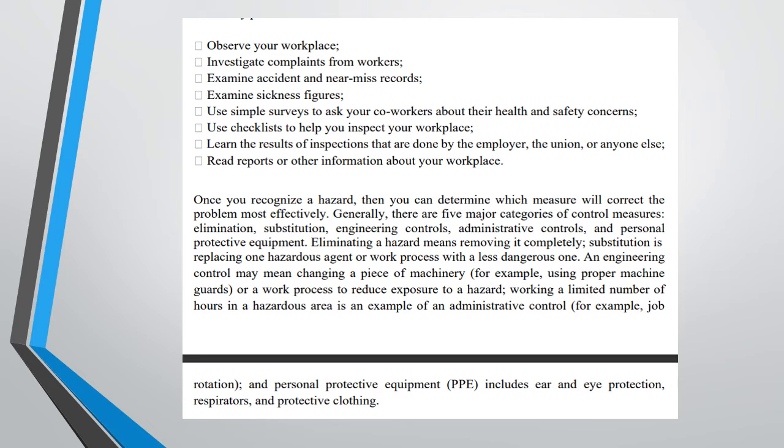Generally, there are five major categories of control measures: elimination, substitution, engineering controls, administrative controls, and personal protective equipment. Eliminating a hazard means removing it completely. An engineering control may mean changing a piece of machinery, for example using proper machine guards, or a work process to reduce exposure to the hazard. Working a limited number of hours in a hazardous area is an example of an administrative control, for example job rotation. Personal protective equipment includes ear and eye protection, respirators, and protective clothing.